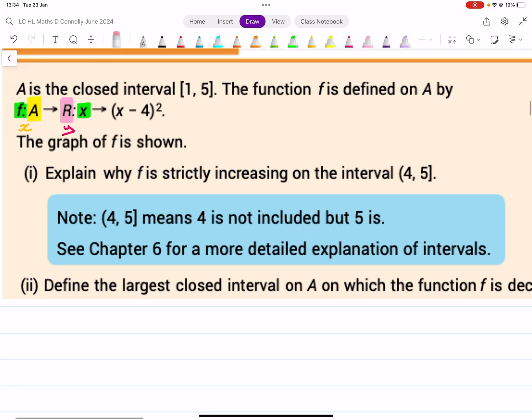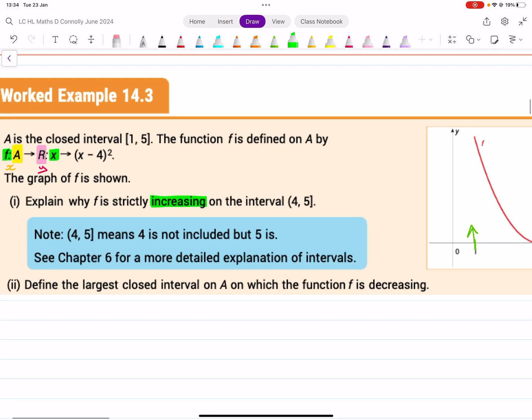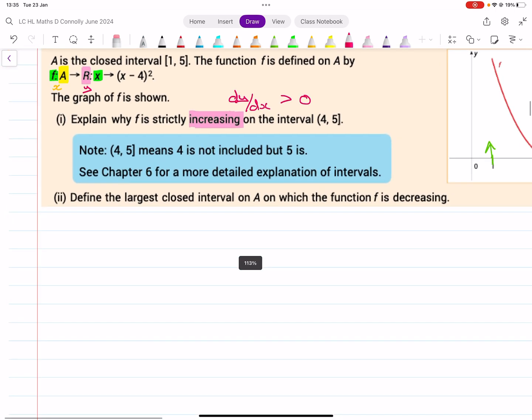Right? So I'm just going to show you how to do this. So we're looking for increasing. Was that green, I think? Was it? No, pink. Sorry, trying to keep my colours consistent. So we're looking for increasing, which means dy dx should be greater than 0 for increasing.